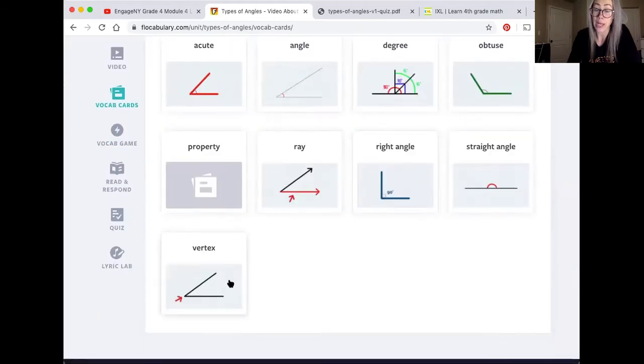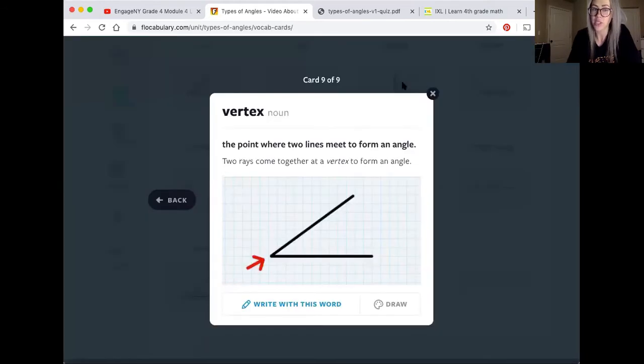And our last vocabulary word is vertex, the point where two lines meet to form an angle. So often we say the corner or the vertex. So the vertex is what we use when we're dealing with angles.